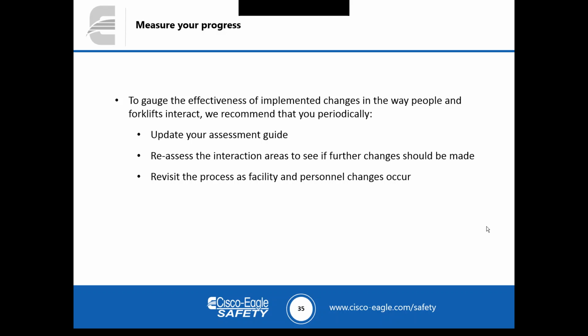So you've taken the steps to review and correct the way forklifts and pedestrians interact in your facility. In order to gauge the effectiveness of these changes over time, we recommend that you do the following, periodically, or as you'd like to see fit. One, you'll want to update your assessment guide to keep it fresh.